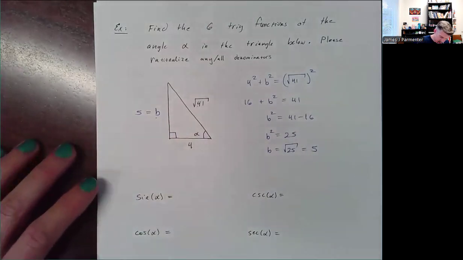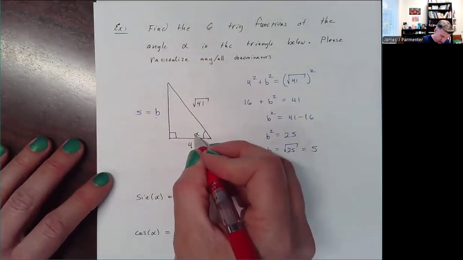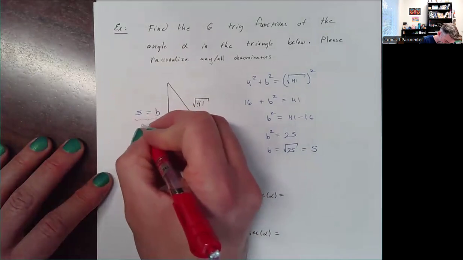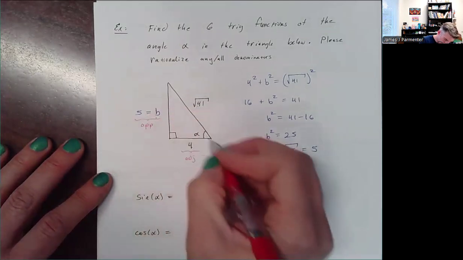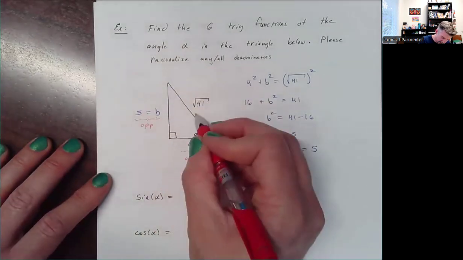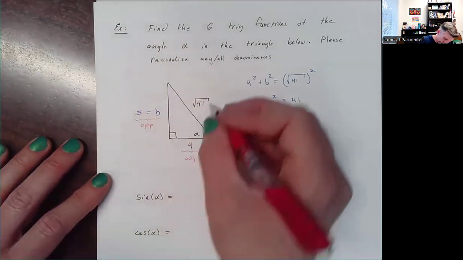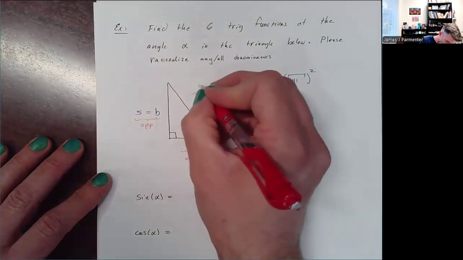I'll also point out, as far as alpha is concerned, this side is the opposite. This side is the adjacent. And this longest side, which is always opposite the 90-degree angle, is our hypotenuse.